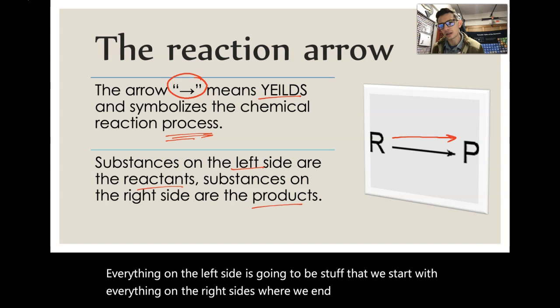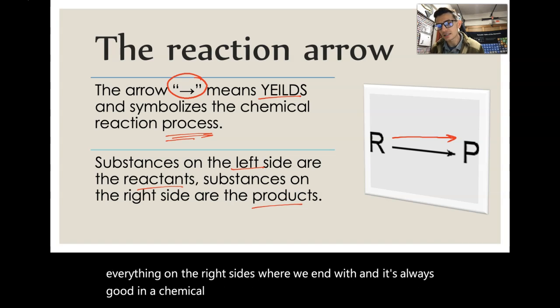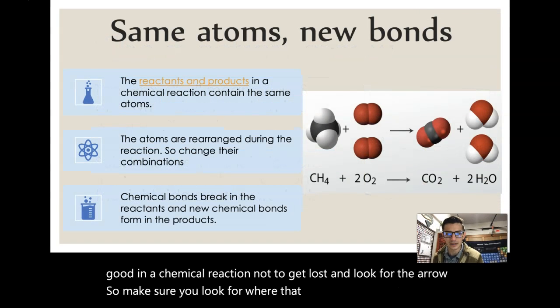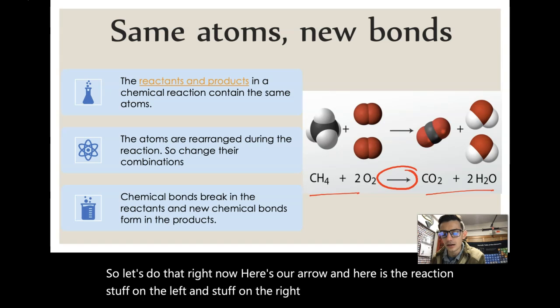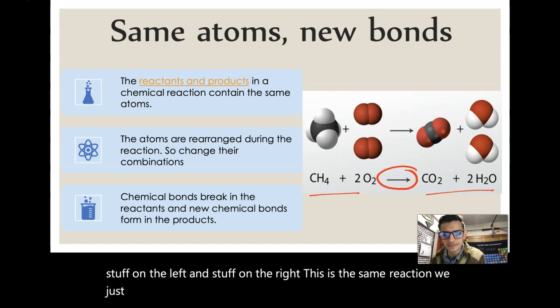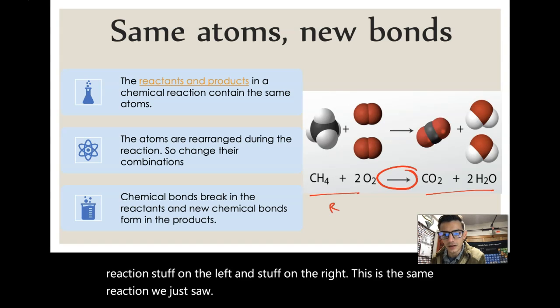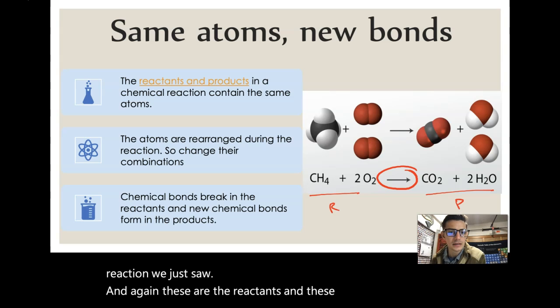So on the left side, they're the reactants, the ones on the right side are the products, and the arrow tells us that everything on the left side is stuff that we start with, everything on the right side is where we end with. And it's always good in a chemical reaction not to get lost and look for the arrow. So make sure you look for where that is to see what's happening. So let's do that right now. Here's our arrow, and here is the reaction, stuff on the left and stuff on the right. This is the same reaction we just saw. Again, these are the reactants and these are the products.